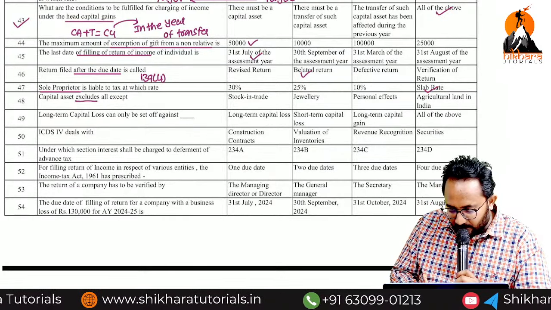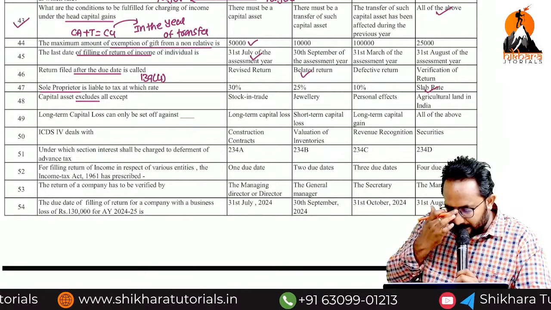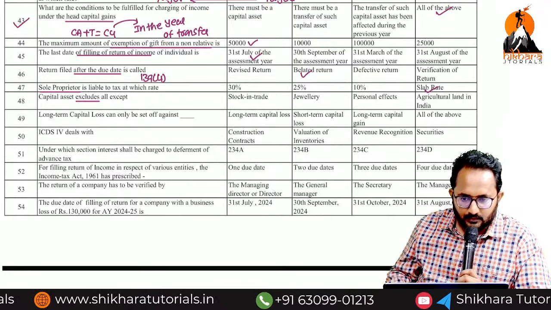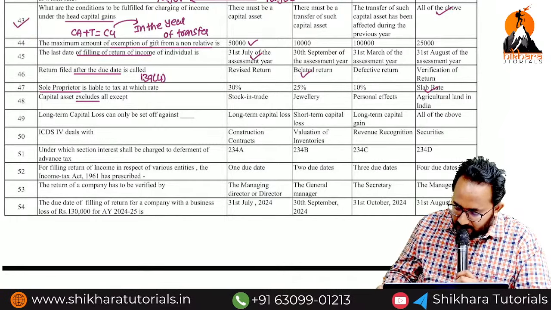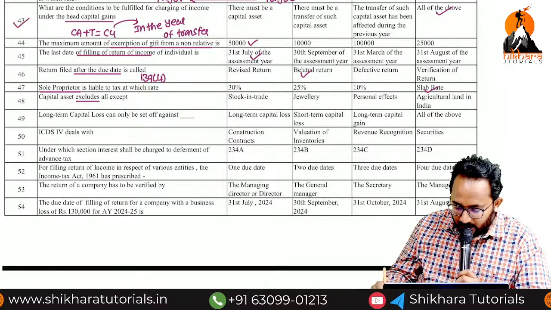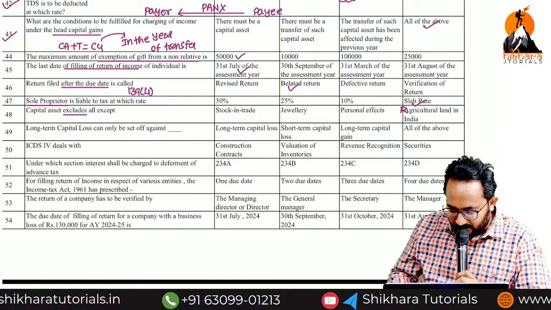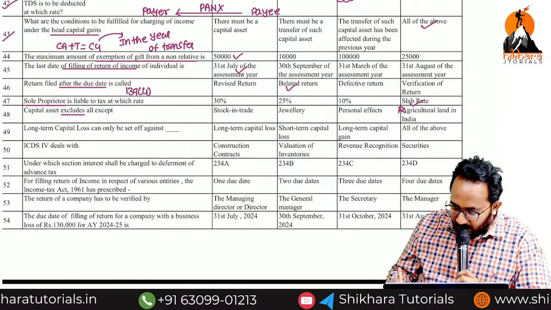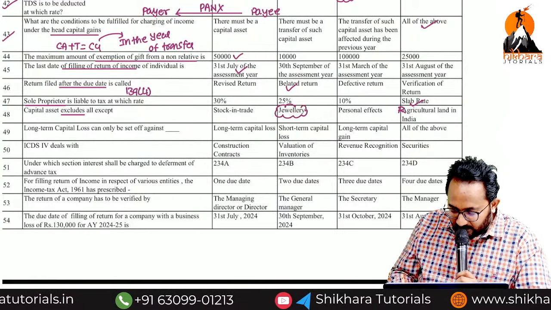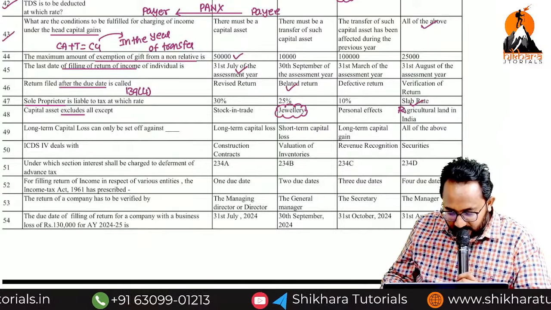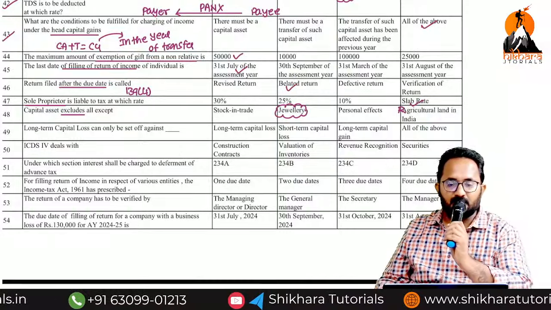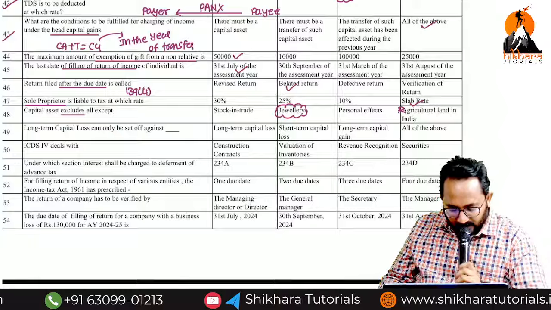Capital asset excludes, remember, first thing, stock in trade. Next, personal effects, and agricultural land in India, but that isn't rural agricultural land. Okay, rural agricultural land. These three are excluded. Jewelry is nothing but included in the capital asset.